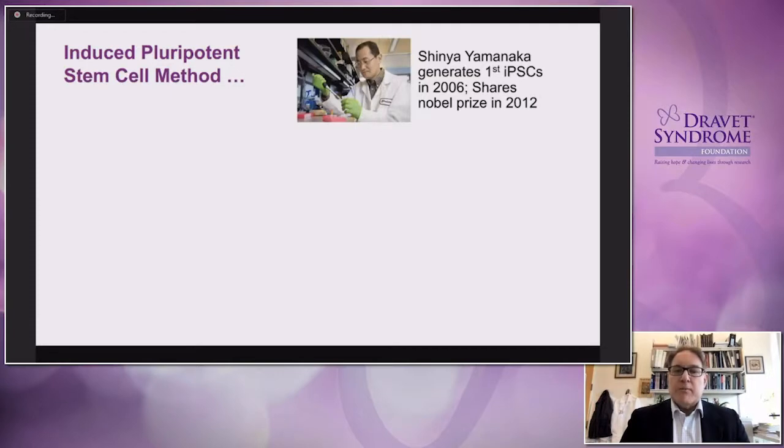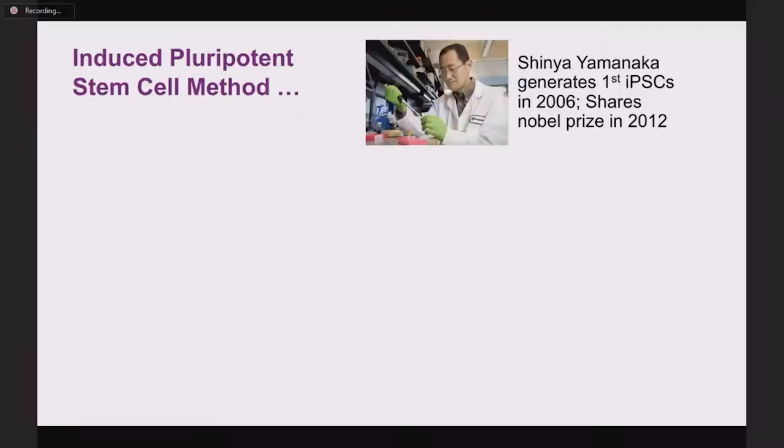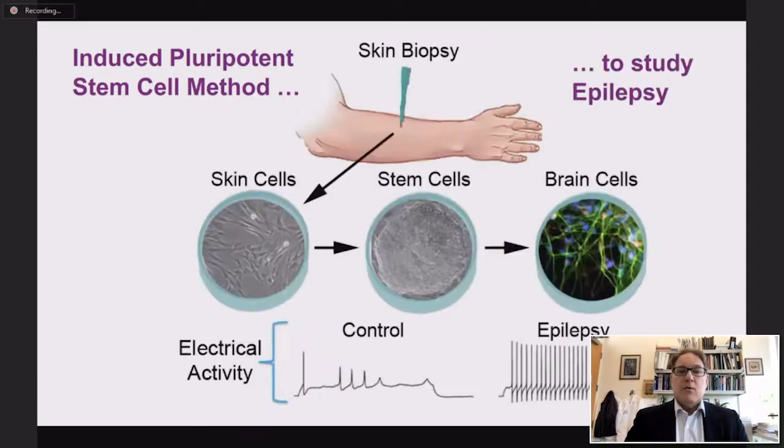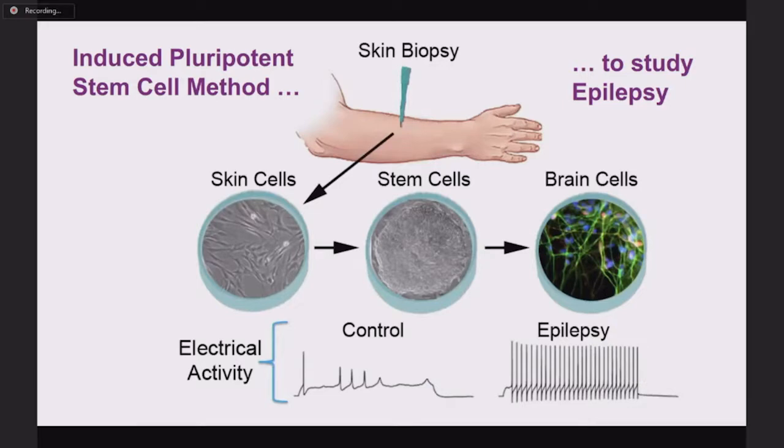So when we talk about human pluripotent stem cells, there are two flavors: human embryonic stem cells and induced pluripotent stem cells. The induced pluripotent stem cell method was pioneered by Shinya Yamanaka, who discovered the technique in 2006, and it was widely recognized as such a powerful approach that he shared the Nobel Prize 6 weeks later. Basically, one starts with a mature cell, such as a skin cell, that gets reprogrammed using transcription factors into stem cells, and then differentiated into brain cells to study epilepsy, comparing control cells with epileptic cells looking for hyperexcitability.